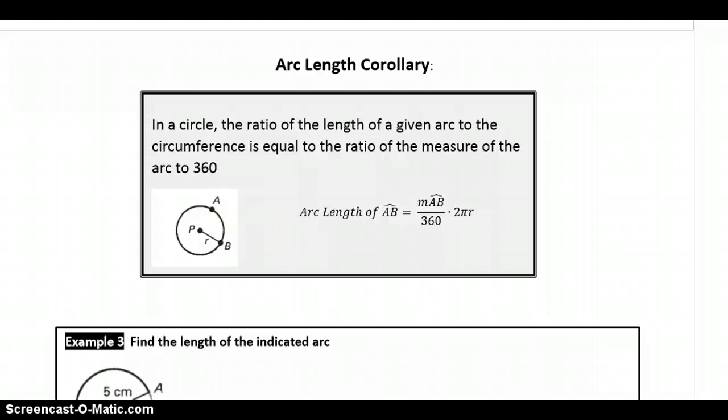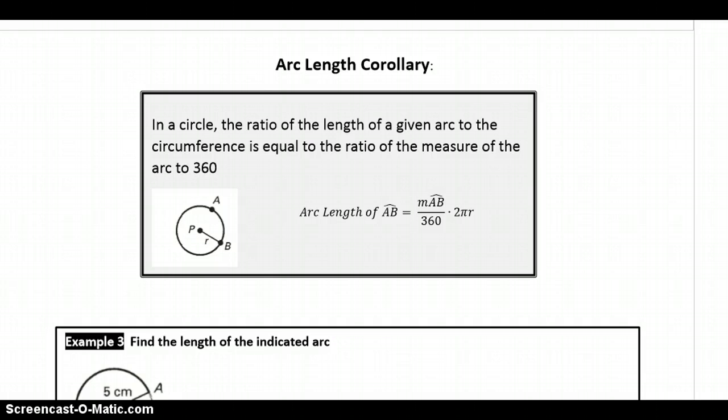The arc length of AB equals the measure of the angle AB, measure this angle here, divided by 360 times 2 pi r. What's 2 pi r the formula for? The circumference. So you take the measure of the angle, divide by 360, and then times that by the circumference, 2 pi r.